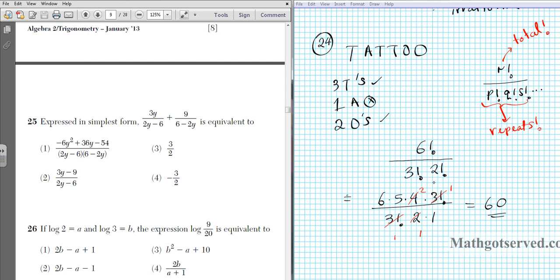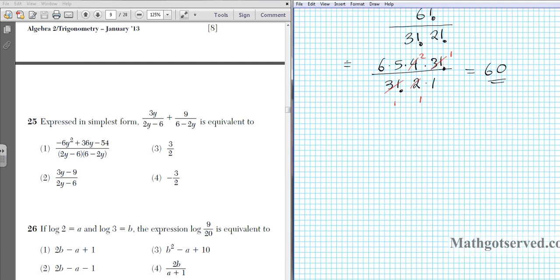Okay, now let's take a look at question number 25. It says expressed in simplest form. What is 3y over 2y minus 6 plus 9 over 6 minus 2y. Okay. All right, so notice the denominators are different, but they're somewhat similar. One is the opposite of the other, right? So, and then you notice that the differences.